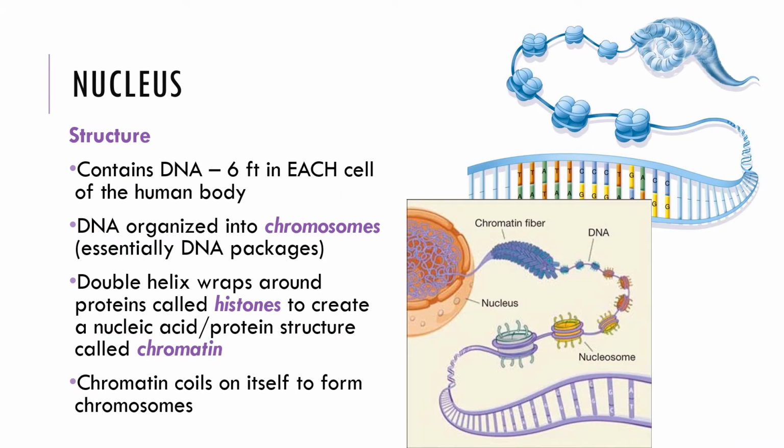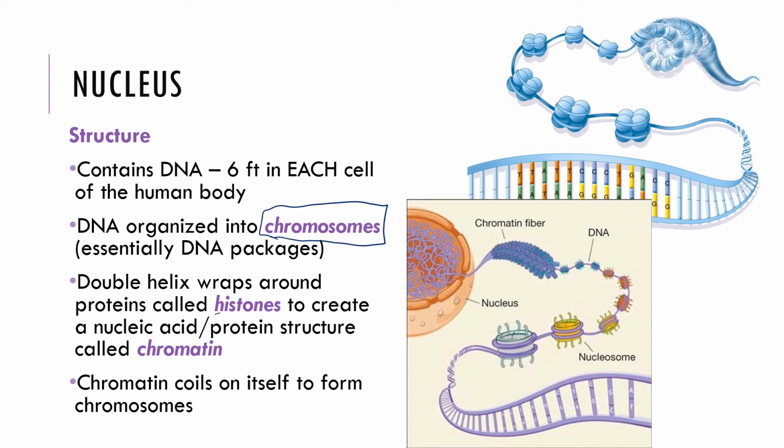Now, inside the nucleus is 6 feet of DNA. That means each one of your cells has 6 feet of DNA coiled up and wrapped around inside of it. And it all fits there because it forms chromosomes, these coiled DNA and protein structures that condense this big, massive macromolecule into a smaller version of itself.